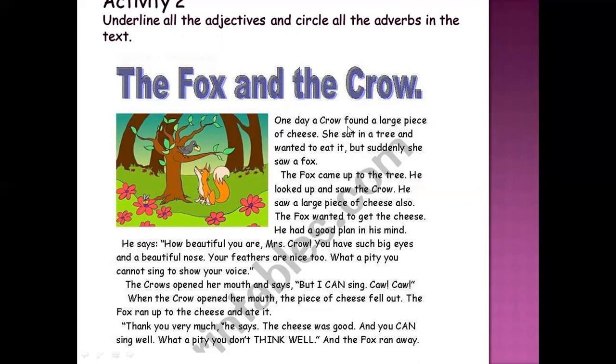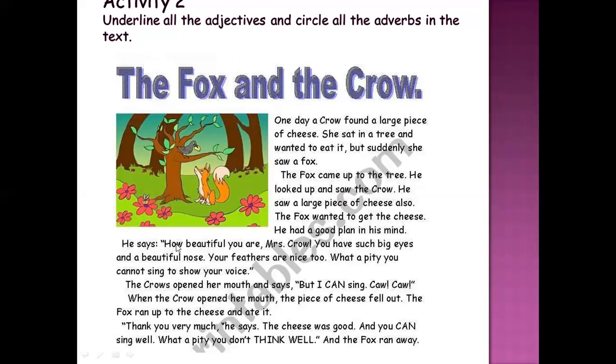One day, a crow found a large piece of cheese. She sat in a tree and wanted to eat it. But suddenly, she saw a fox. The fox came up to the tree. He looked up and saw the crow. He saw a large piece of cheese also. The fox wanted to get the cheese. He had a good plan in his mind.